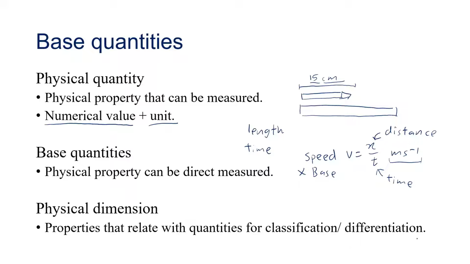Now, the physical dimension is just the property related to the quantities that we use for classification and differentiation. To differentiate clearly, we know length and time are not the same thing, so they are two different physical dimensions.